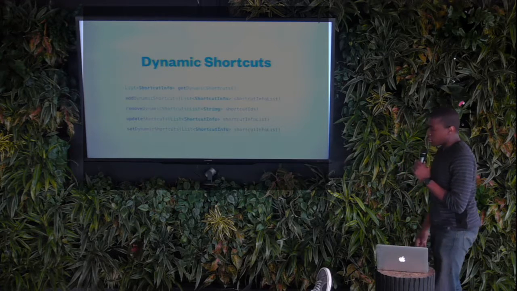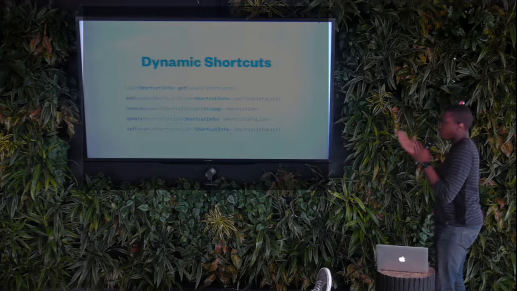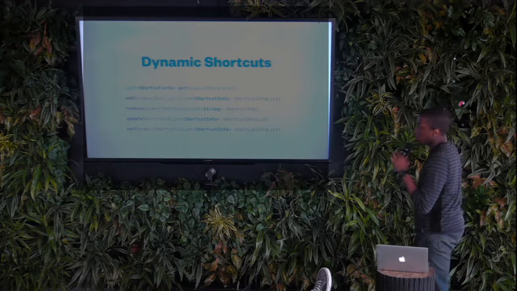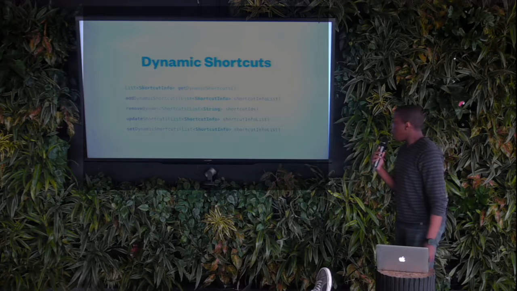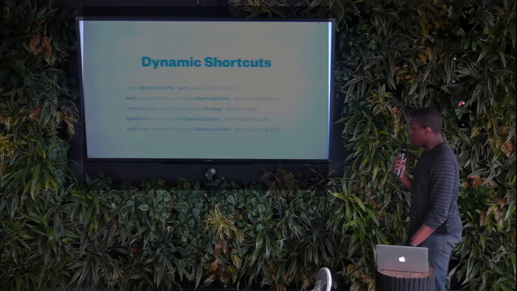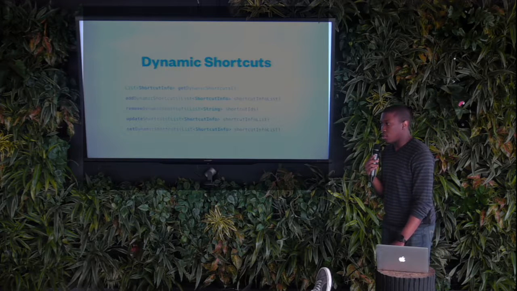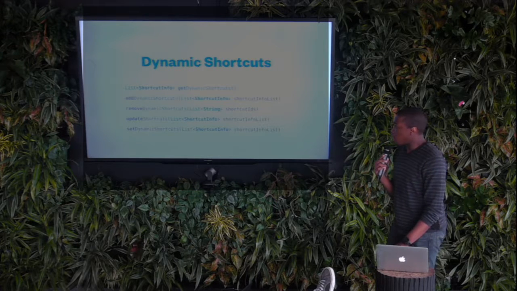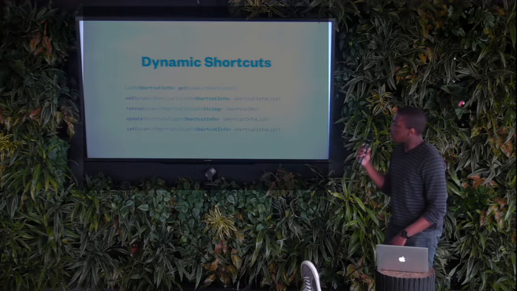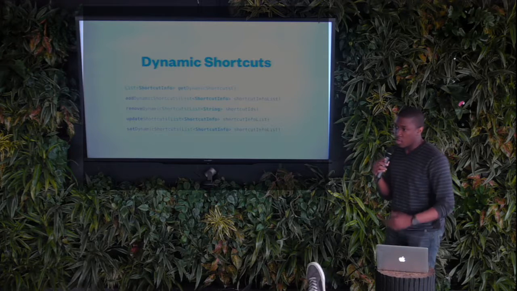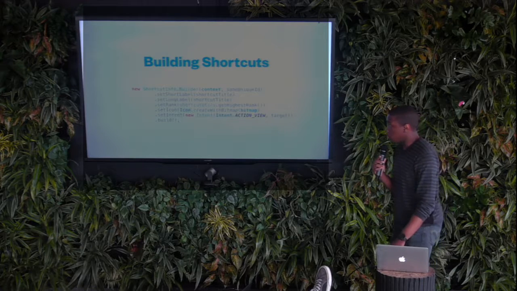Dynamic shortcuts. These are shortcuts you define programmatically in your application. There's ways to get shortcuts: add, remove, update, and set. The limitation here is that you can't modify a static shortcut programmatically. They're immutable, and if you try to call any of these methods, say a remove or update shortcut, to update a static shortcut, it would cause an illegal state exception.